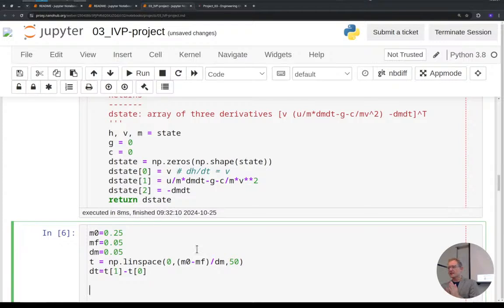Is anyone trying to integrate this yet? What were you using? Start with Euler step. Yeah, Euler works. Any other? We had a few different integration methods from the reading.